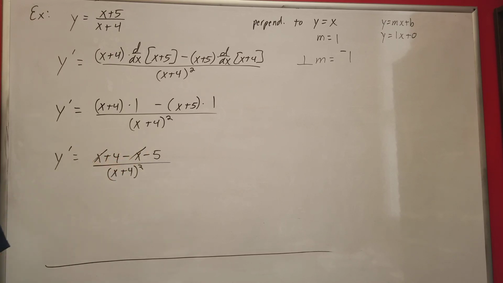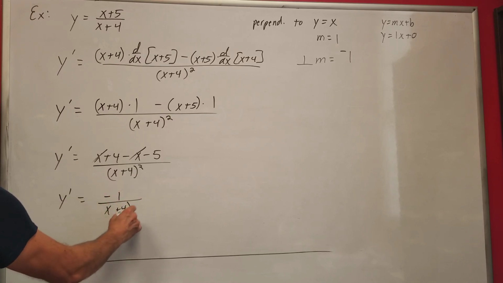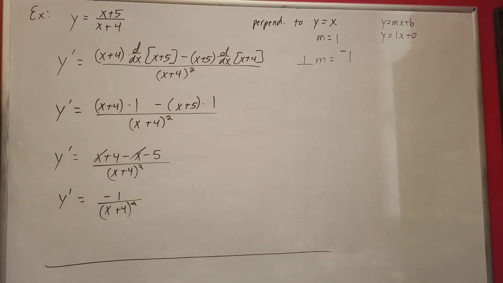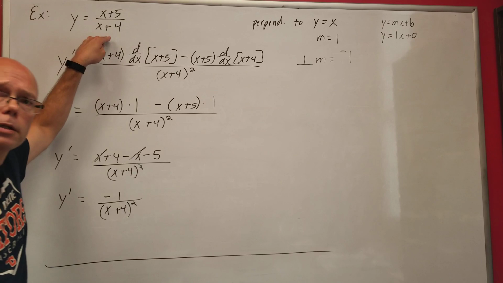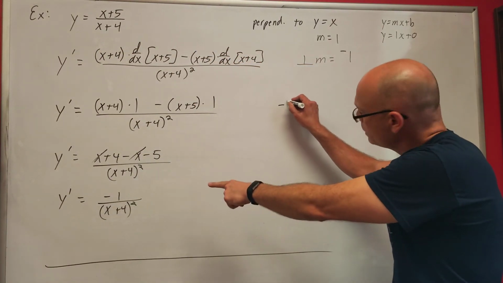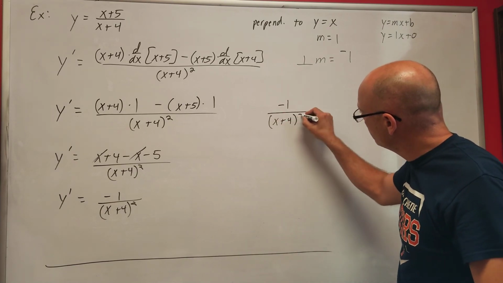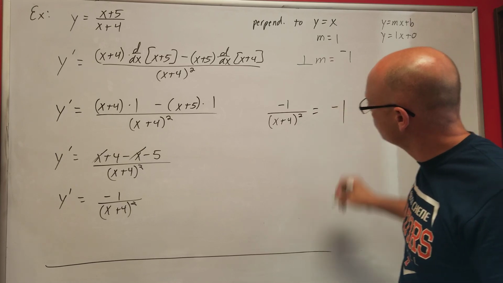Well, these go away, right? So what I have, y prime is equal to -1 over x plus 4 squared. Now what is that? That's the derivative of this function, right? But isn't this also a formula for the slopes of all the tangent lines to this curve? Slopes of all the tangent lines. I want to know where the slopes of those tangent lines, or that derivative, is equal to -1.